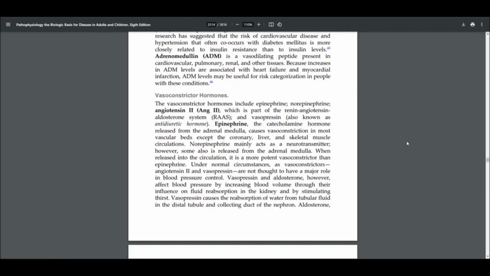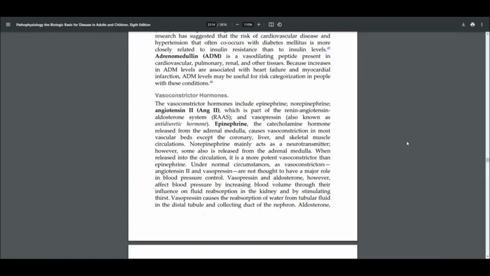Epinephrine, the catecholamine hormone released from the adrenal medulla, causes vasoconstriction in most vascular beds except the coronary, liver, and skeletal muscle circulation. Norepinephrine mainly acts as a neurotransmitter. However, some also is released from the adrenal medulla. When released into the circulation, it is a more potent vasoconstrictor than epinephrine. Under normal circumstances, angiotensin II and vasopressin are not thought to have a major role in blood pressure control.